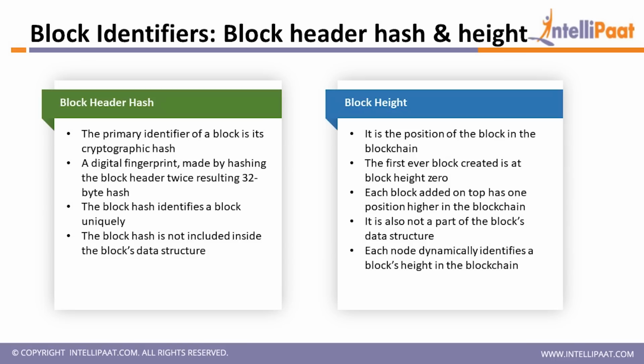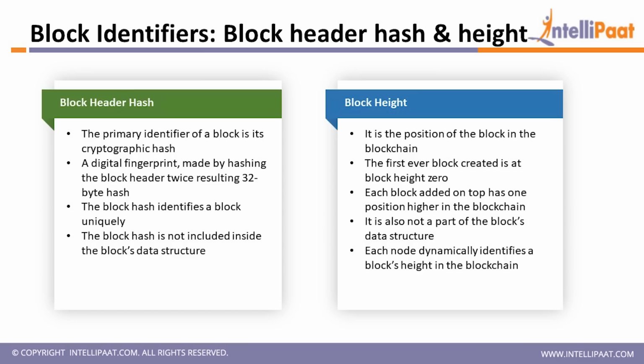Block height is the position of the block in the blockchain. So in every blockchain, the first ever block, the genesis block, starts from position 0. Each block added on top has one position higher in the blockchain. That means n plus 1: if the current blockchain length was n, the new blockchain length will be n plus 1. So it is also not a part of the block's data structure. Each node dynamically identifies the block's height in the blockchain.